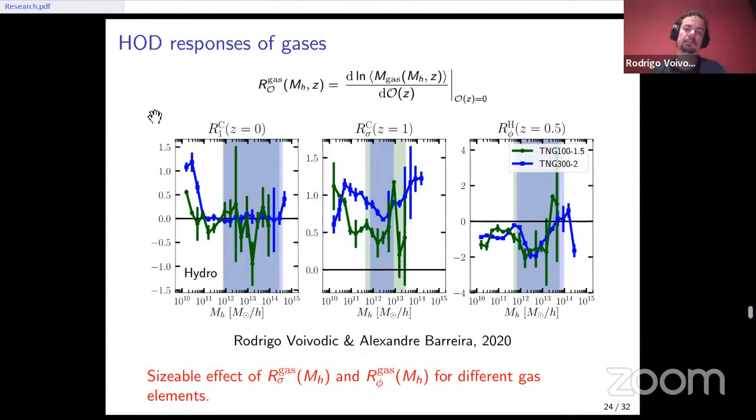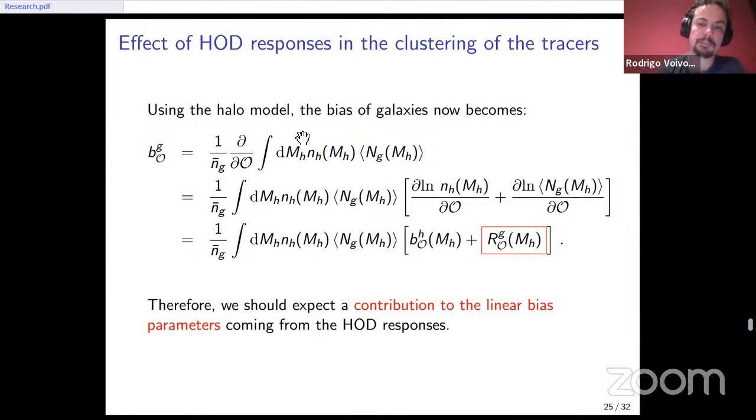Okay, but now the question is how this response affects the prediction of the bias of the tracer. And we can basically use again the halo model prediction. Here this integral is the halo model prediction for the density of a given tracer, for example, for galaxies, the number density of the tracer. So the bias is just the derivative of this quantity with respect to the operator that we need to compute the bias. But now, if you assume that the responses are non-negligible, we see that in the final expression we actually have a weighted mean of the halo bias times the HOD response.